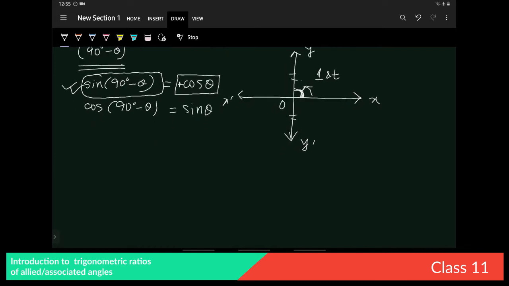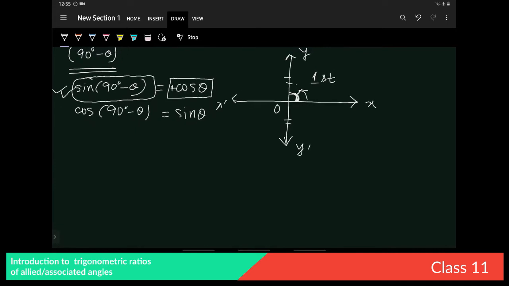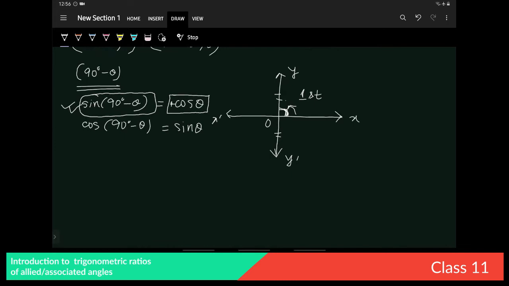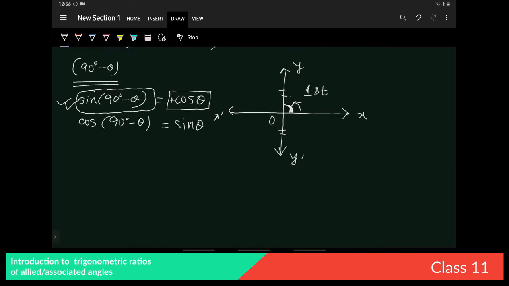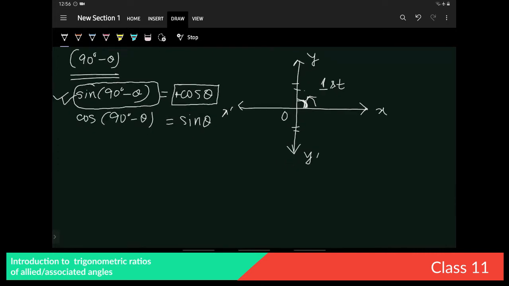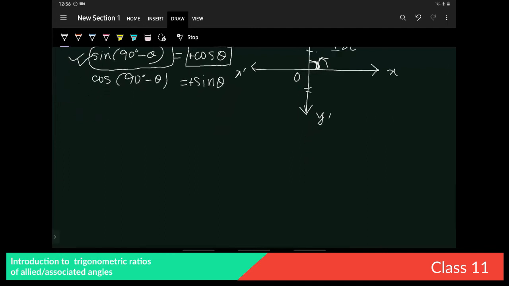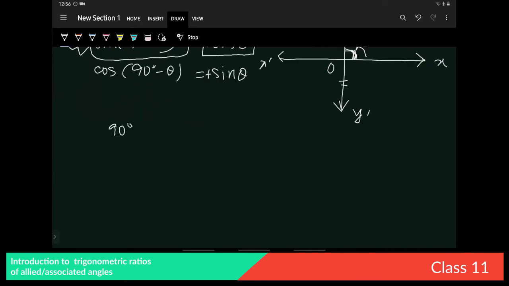Now if you look at cos of 90 minus theta, we have written that if the angle is associated with the vertical line, then cos will change to sine, and the trigonometric ratio in the first quadrant is positive, so it has changed to sine theta. Similarly, if you do the others, tan of 90 minus theta equals cot theta, cot of 90 minus theta is tan theta, sec of 90 minus theta is cosec theta, and cosec of 90 minus theta is sec theta. Now we are coming to the angle 90° plus theta.